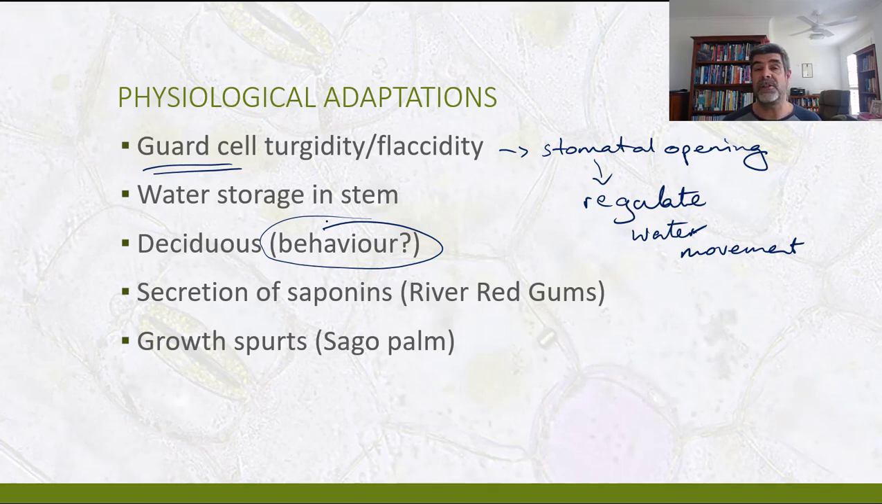Secretion of saponins, which is a particular type of chemical that we find in river red gums, or the way in which the plant grows, the growth spurts that we see from the sago palms. These are all different types of mechanisms that plants have in order to help regulate or change the way that water may be moving through the plant, and to hopefully reduce or at least regulate the way in which water is being lost from different surfaces.